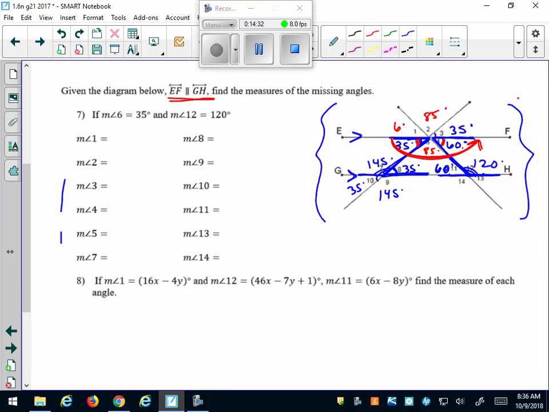We've got vertical angles here, which is 60 degrees. And then since we have 60 degrees here, the linear pair to that, or you could think of it as vertical angles this way, this has to be 120 and 60 as well. So that should be all of them now. And you can fill them in here.